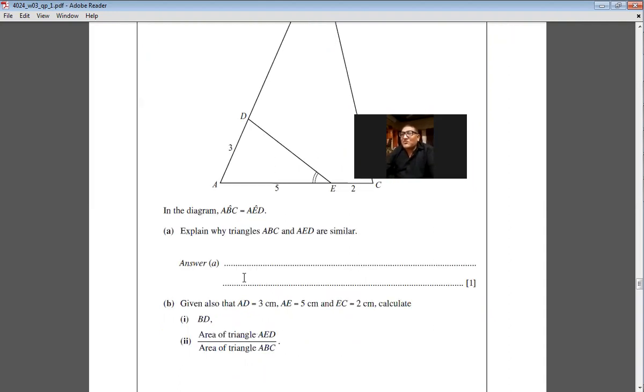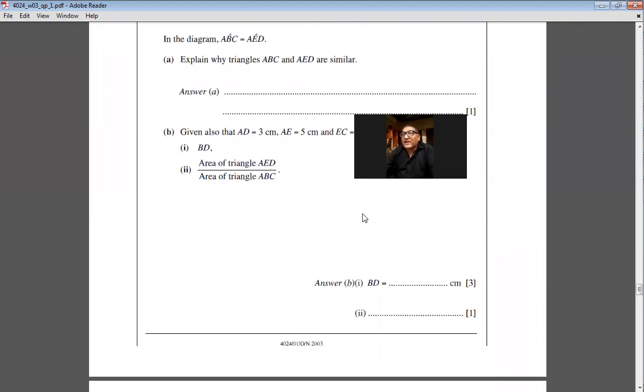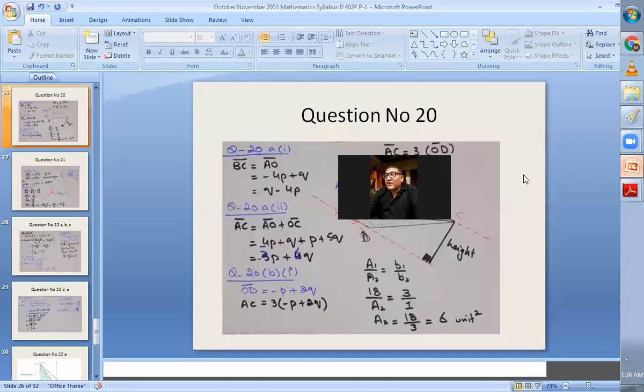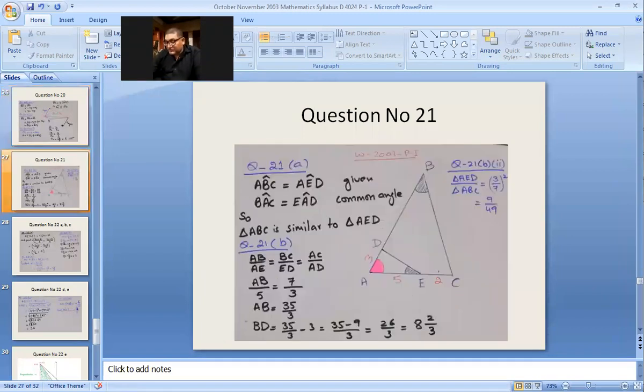So I have written this proof, and it's a 1 mark question. I will show you that proof. So here we go. We have the question. Let me show you that proof.